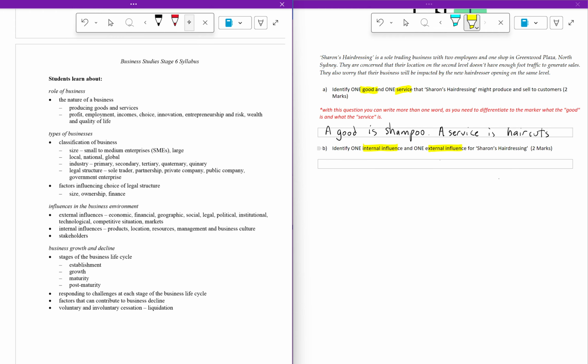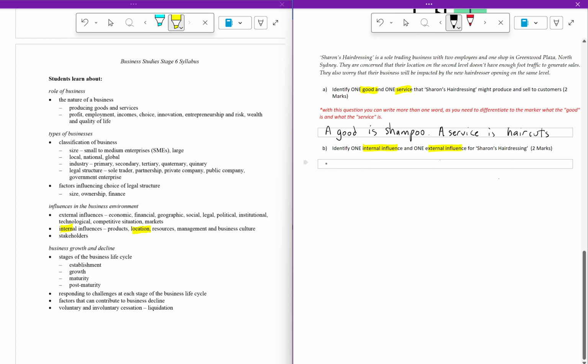So when I read this, I'm going to look for one of these things. Now, in the first sentence, it doesn't give us much information about that. The sole trading business with 2 employees, that's more referencing chunk 2, referencing size and factors. So that's a little bit superfluous to this question. So I keep reading. They are concerned with their location on the second level as it doesn't have enough foot traffic. So now I'm going to go to the dot point and I say, is there something relevant? Oh, look at this, internal location. So straight away, I know that this is what the question is referencing.